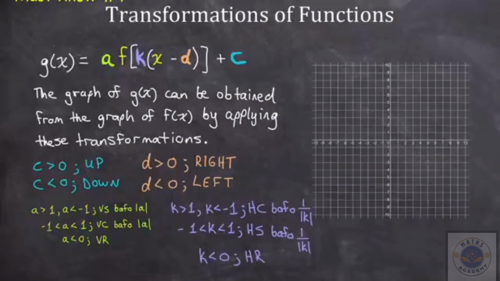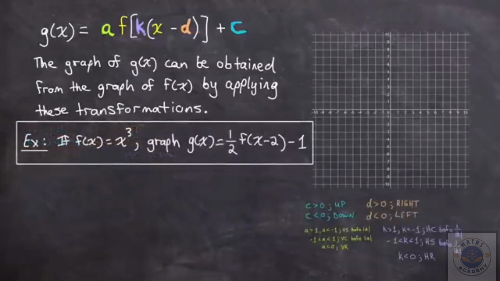So now that we have all of these rules, let me move them out of the way and we can try an example. This example says f of x equals x cubed, that's the parent function, and we want to graph the transformed function g of x, which is a transformed version of f of x.